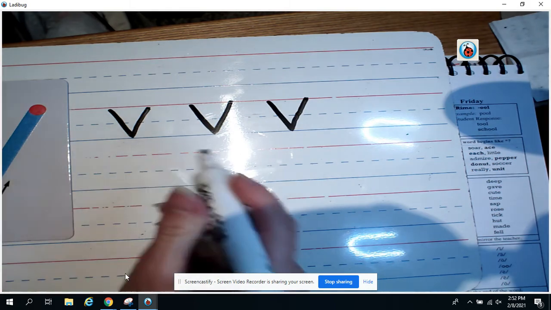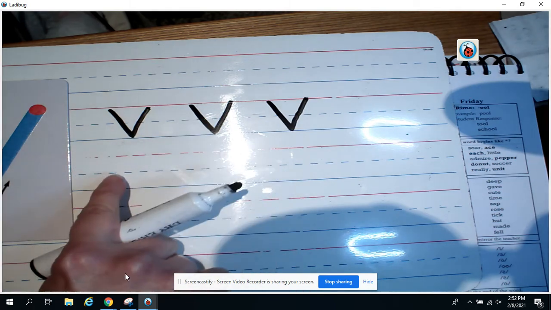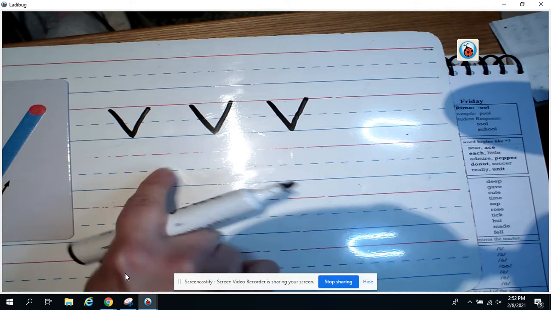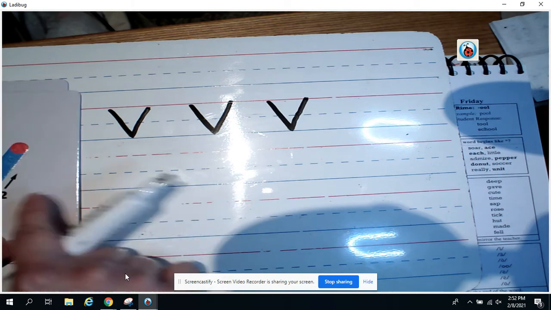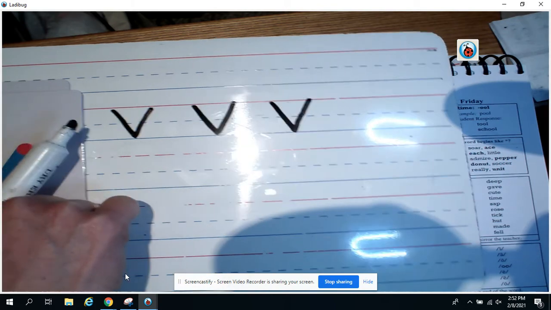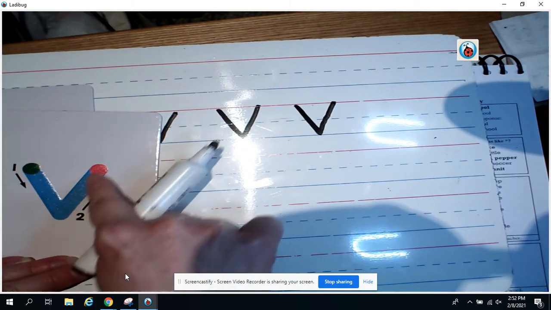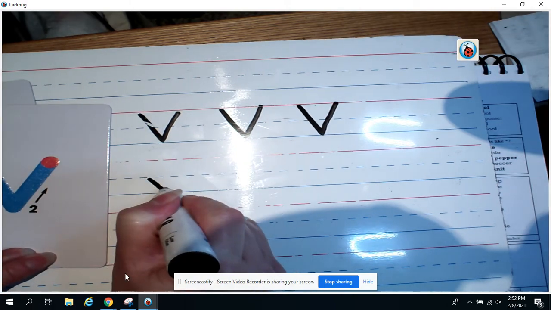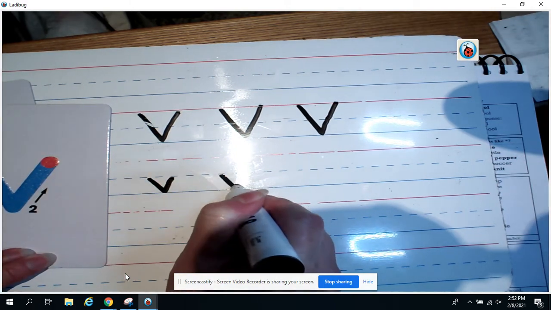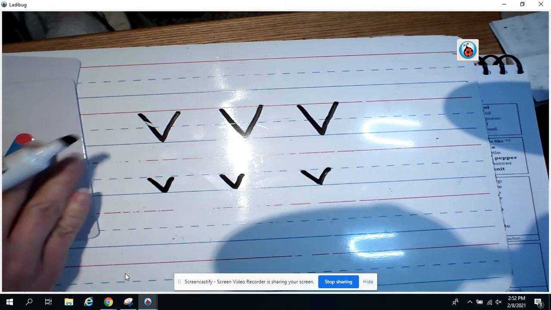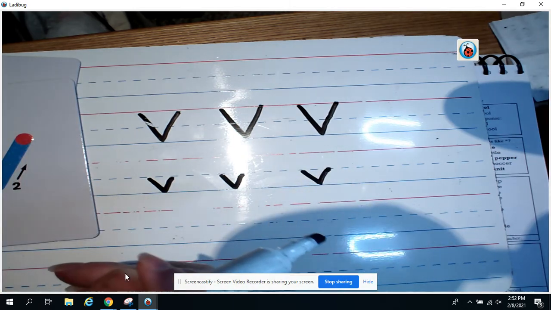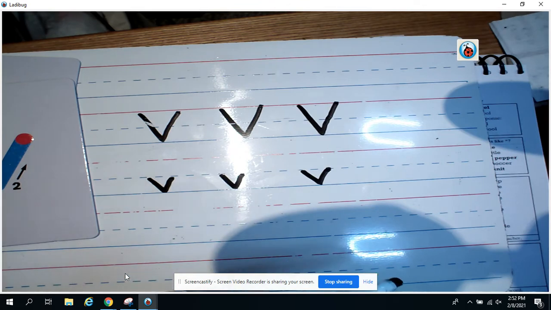All right, so that's uppercase. Now, lowercase, you start at the dotted line. If you have the lined paper or lined boards, you start at the dotted line and you do that same motion. Sliding board down, sliding board up. V says V, tickle your bottom lip. Put your teeth on your bottom lip and make it tickle.